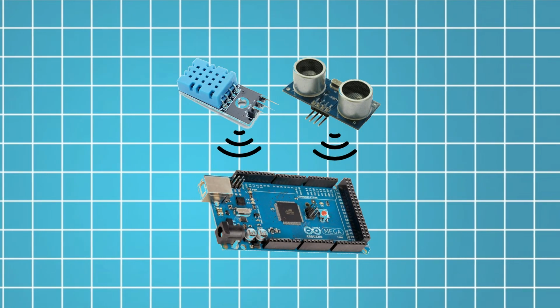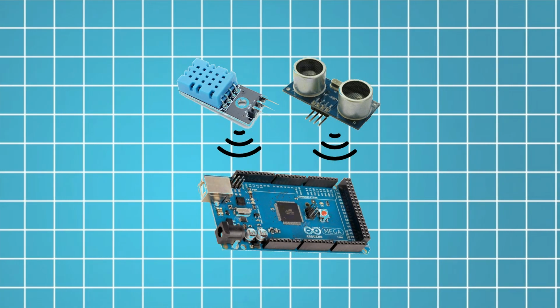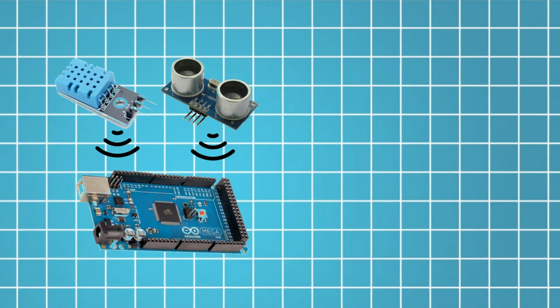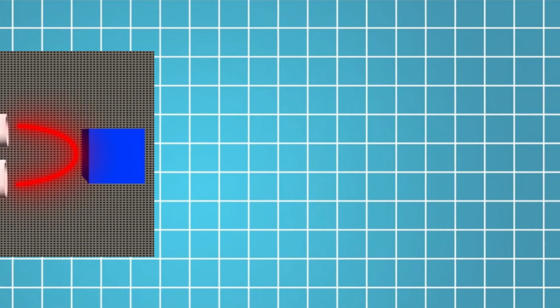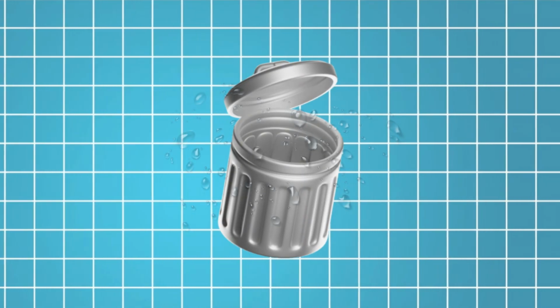The sensors send their signals to the Arduino, where the controller samples the data and interprets the feedback. The ultrasonic sensor's pulse width tells us how close someone is, while the humidity sensor tells us the moisture level inside the trash can.